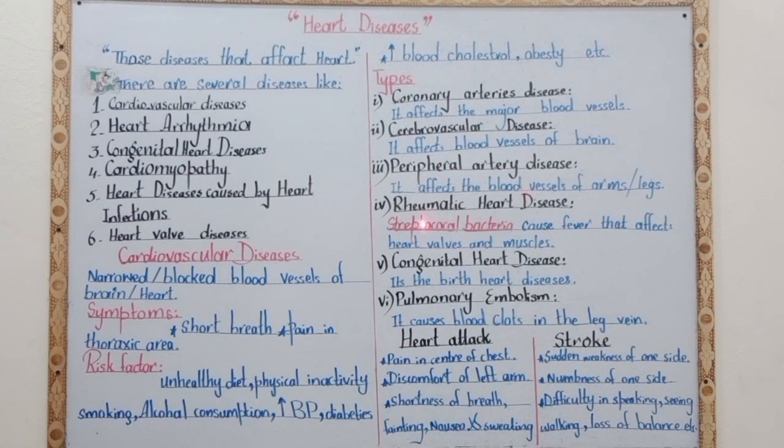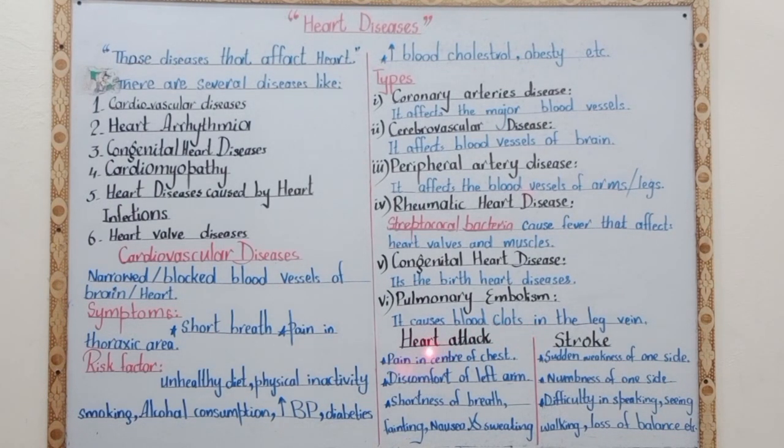Number four, rheumatic heart diseases. There is a bacteria known as streptococcus bacteria that causes fever, and this fever causes weakness of the heart muscles and valves. Number five, congenital heart diseases. It is the birth heart disease, meaning certain diseases present in the heart at the time of birth. Number six, pulmonary embolism. It causes blood clots in the leg veins.